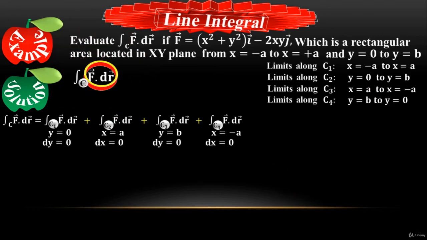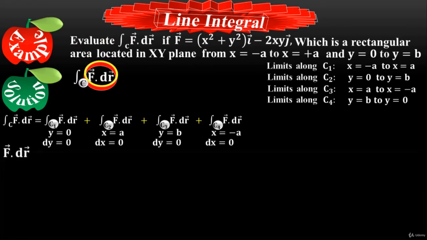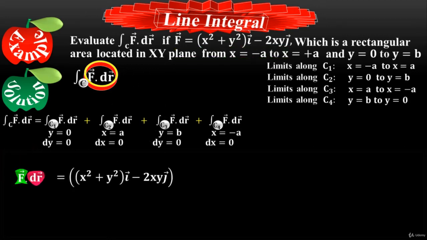First, let me find the dot product of vector f and dr, where vector f is here, which is x squared plus y squared times i minus 2x times y j. And dr is obviously dx i plus dy j plus dz k.